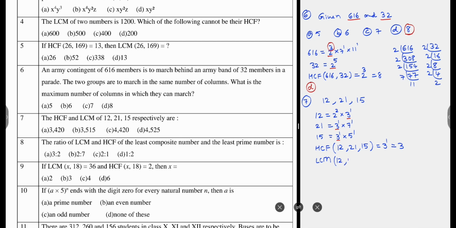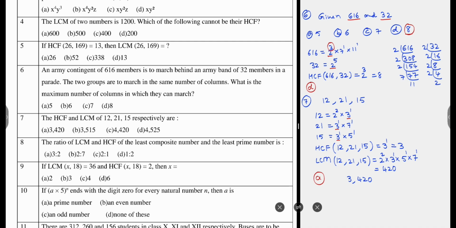Now LCM we have to find. Whenever we find out LCM, we take all the different prime factors. In prime factorization we have 2, 3, 5, 7. All these are there. And now we take the highest powers of these factors. Highest power of 2 is 2, highest power of 3 is 1, highest power of 5 is also 1, highest power of 7 is also 1. So that is 4 into 3, 12, 12 into 5, 60, 60 into 7, 420. So the options are 3 comma 420. Option A is correct.